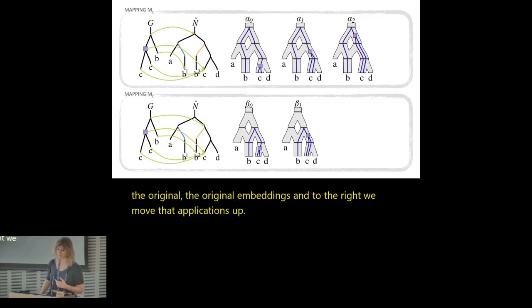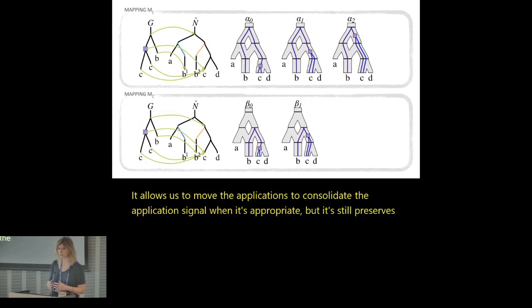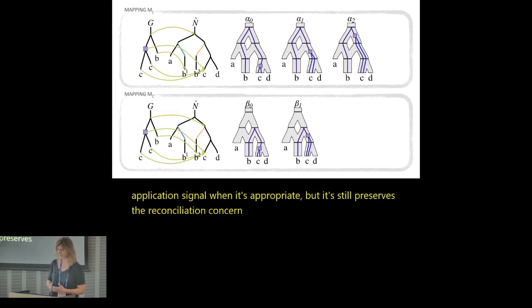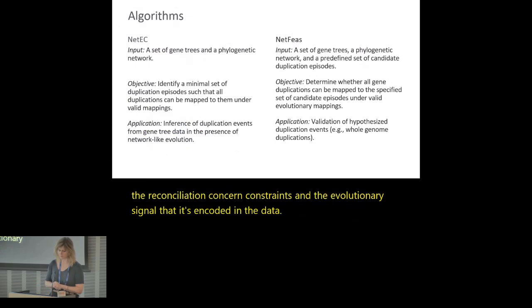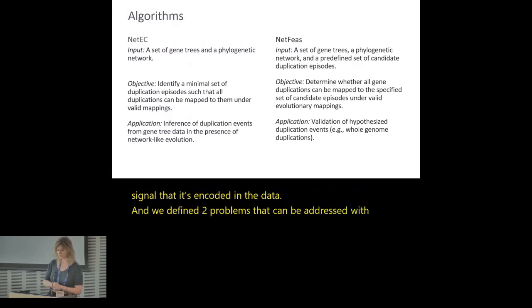So this method allows us to move the duplications, to consolidate the duplication signal when it's appropriate, but it still preserves the reconciliation constraints and the evolutionary signal that is encoded in the data. And we defined two problems that can be addressed with this method, NetEC and NetFees.